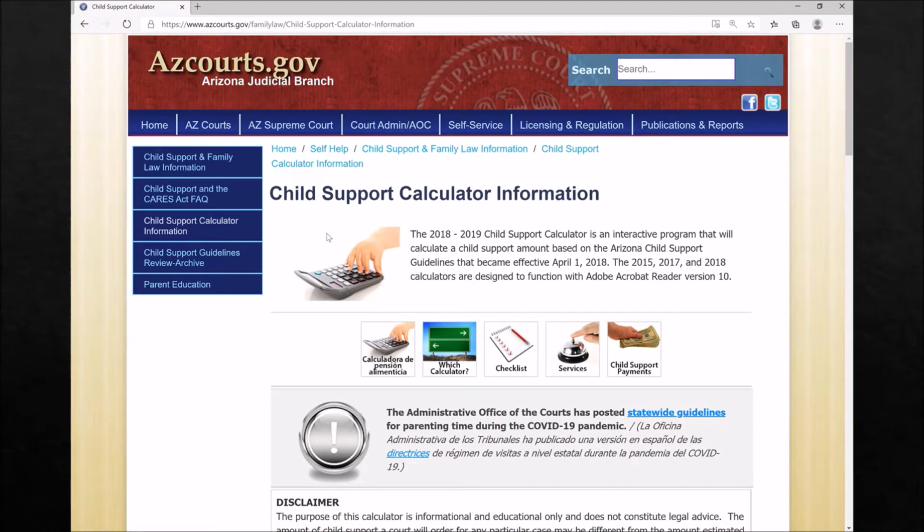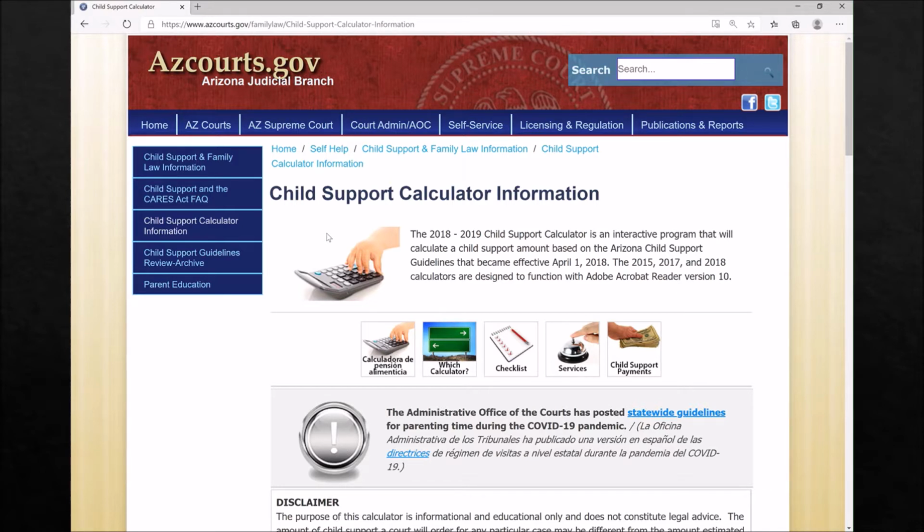Hello folks, this is the Arizona Child Support Calculator. This is a very simple calculator where you plug in your incomes and some information about you and your ex-spouse and the child you have together, and this will tell you what kind of child support both of you owe and who owes whom what kind of child support.